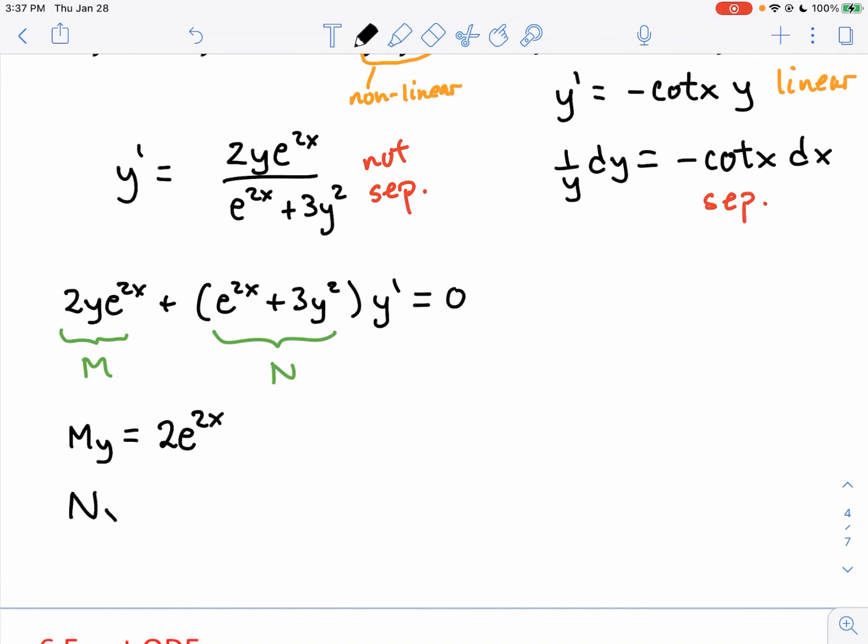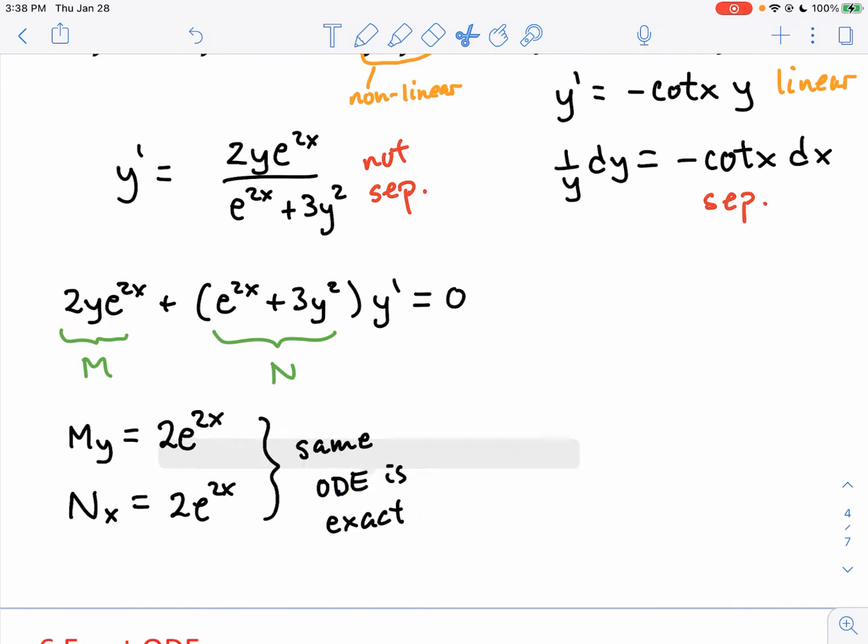Now we're going to differentiate n, but with respect to x. The derivative of the first part of n, e to the 2x, with respect to x, we use the chain rule, we get 2e to the 2x. And then the derivative of the next part of n, 3y squared, with respect to x. That means y is treated like a constant. So that's just one big constant being added, so its derivative will be 0. And because these are the same, this means our ODE is exact. Okay, so ODE is exact. Let me move that down, just give myself space.